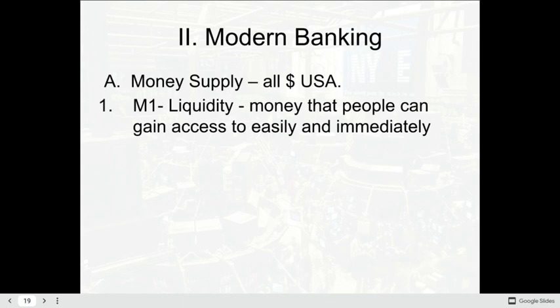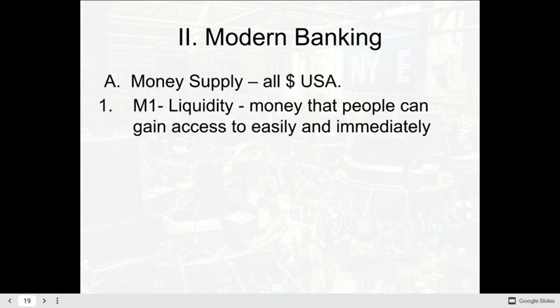In the United States, in the modern banking system, we often refer to the money supply. And that is all money in the United States of America. The money that we look at the most is called M1.